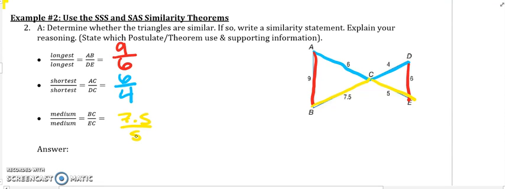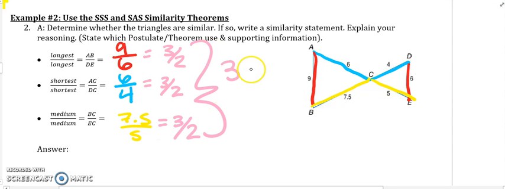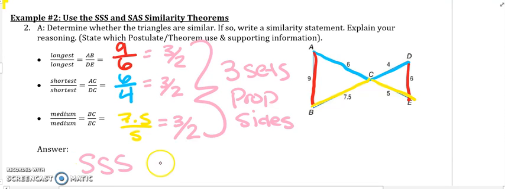And so if you do that, now we can check, and you can either reduce it in your head or with your calculator, and they reduce to 3/2. I have 3 sets of proportional sides, and that's what I needed for SSS. So I can prove this by SSS, and it said to write a similarity statement.